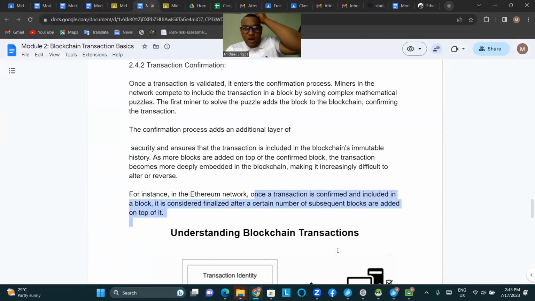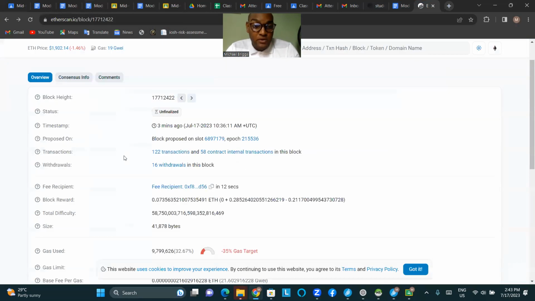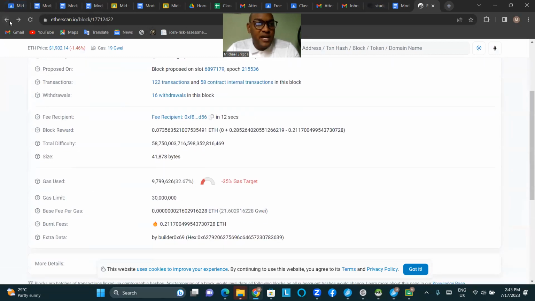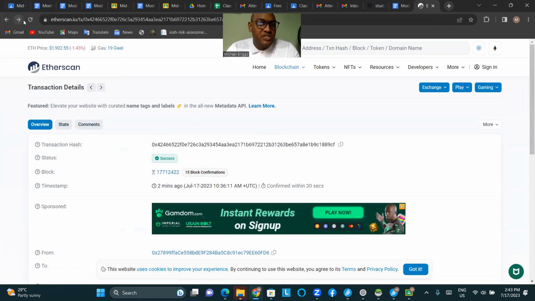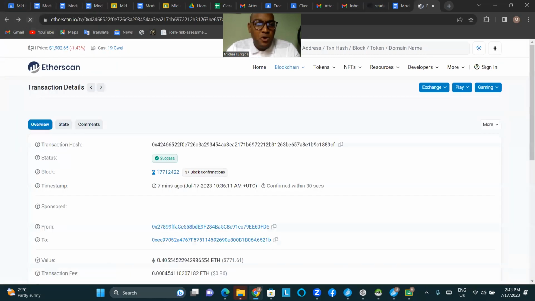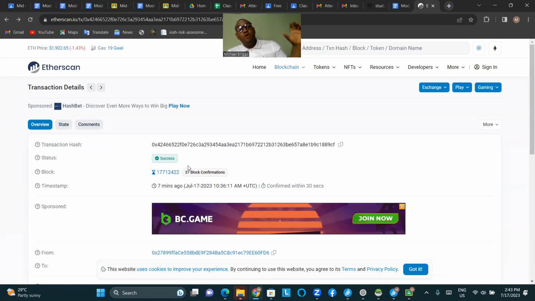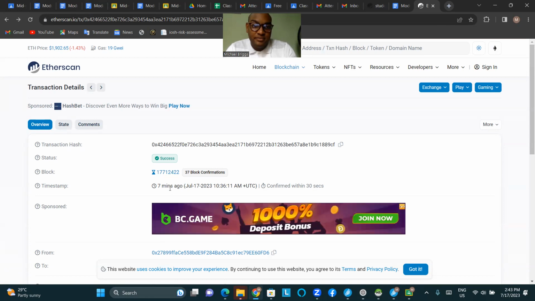Yeah, so this one. All right, so once a transaction is confirmed and included in the block, it is considered finalized. Okay, so if we attempt to go back, we had 15 block confirmations previously, right? Let's refresh this page and see how many more confirmations we have. Wow, 37 block confirmations. Can you see it? 37, which means more than 37 nodes have confirmed these transactions.